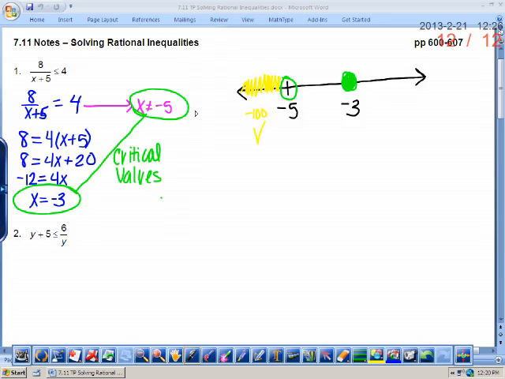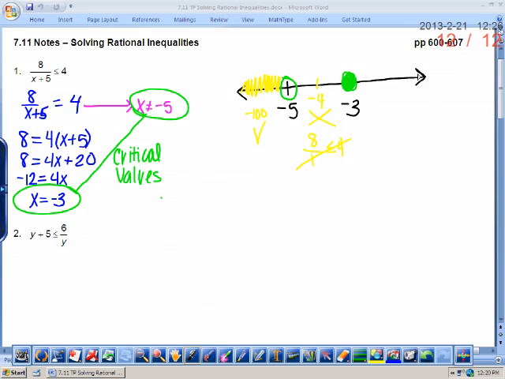All right, what can we test between negative 5 and negative 3? Let's practice those number line skills. Negative 4. Everyone okay? All right. So 8 over negative 4 plus 5 is 1. Is that less than or equal to 4? No. So that part of the number line is false.